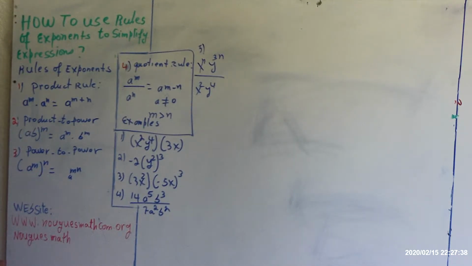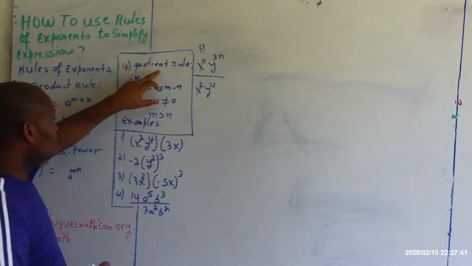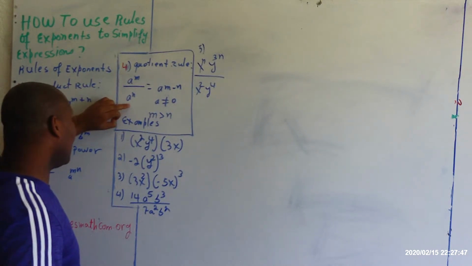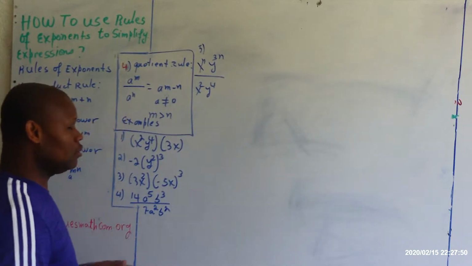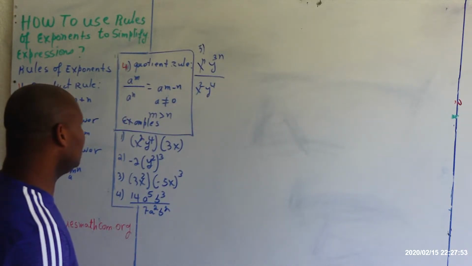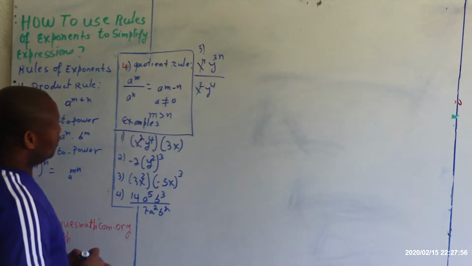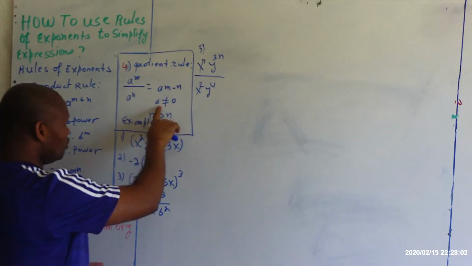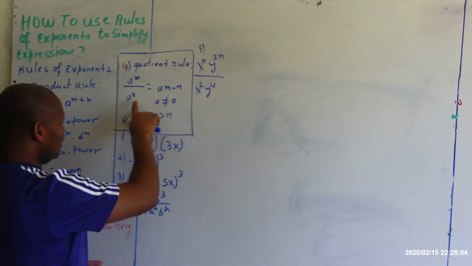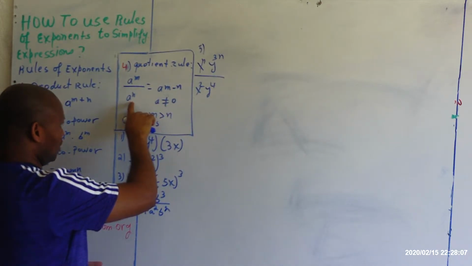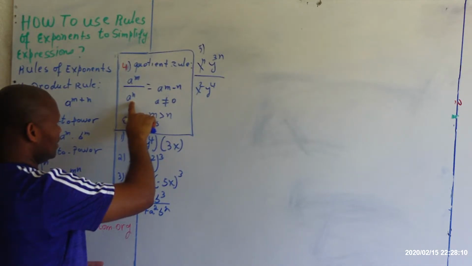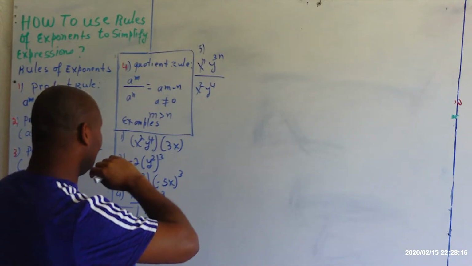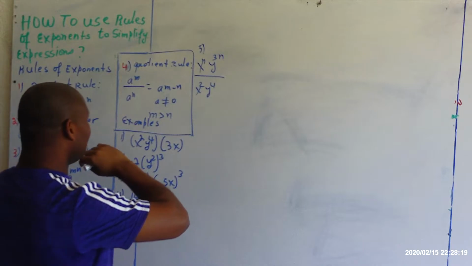And the other one is the quotient rule. The quotient rule is a to the power m divided by a to the power n. That means when you see a quotient, you see a fraction, you see division. There is only one condition: a must be different from 0. That means the denominator cannot be 0, because if the denominator is 0, we have an undefined case. So the denominator cannot be 0.